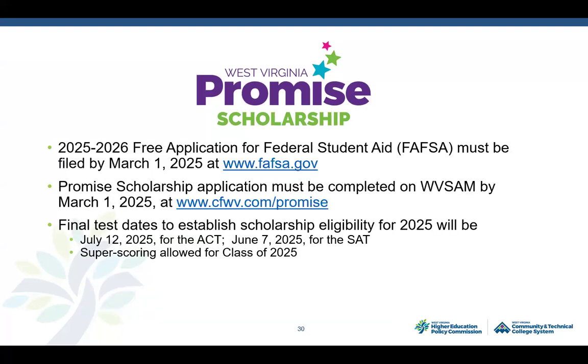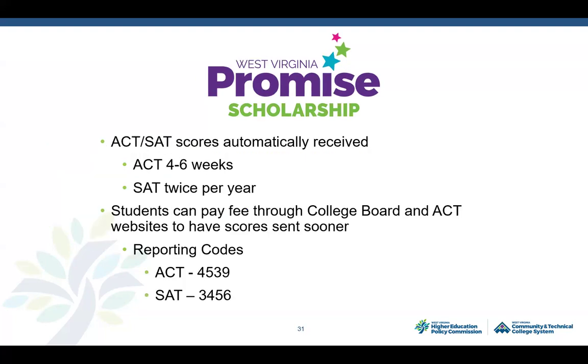The application opens up on October 1st. The deadline is March 1st, where you need to file both the FAFSA and the Promise application at cfw.com. The qualifying test scores, though, you have until July of 2025 in order to get a qualifying score on either the ACT or SAT test. So July for the ACT, June of 2025 for the SAT. We do super scores, so we will mix and match your best scores in the different subsections to get your overall best score to qualify for Promise.